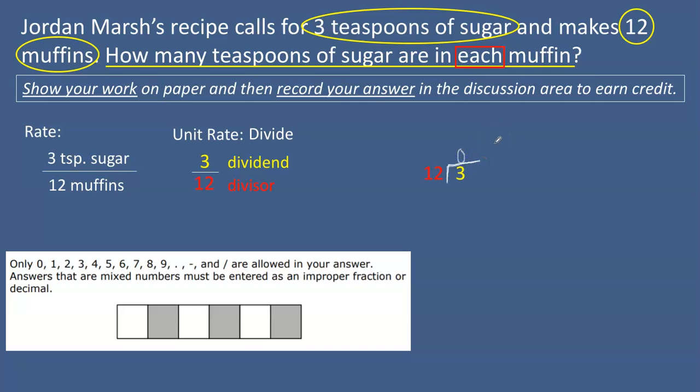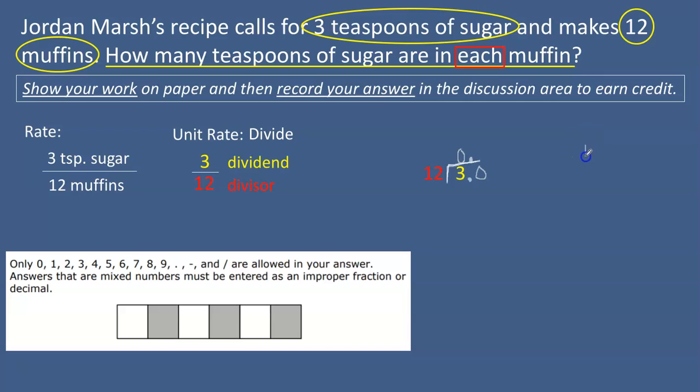So you might ask yourself, what do you do now? Well, at this point, we need to add a decimal. And we need to bring this decimal up to the top, and then we need to add a 0. And now we can ask ourselves, how many times does 12 go into 30?